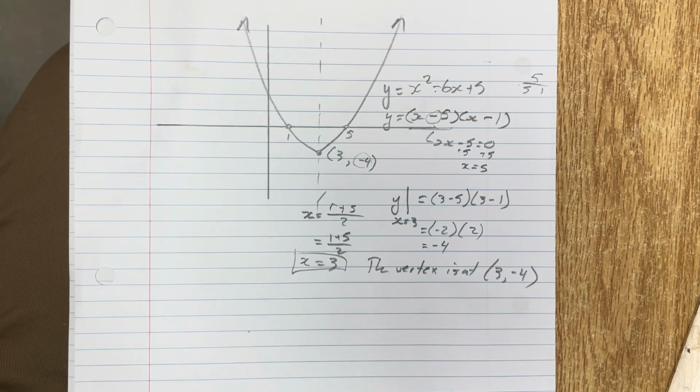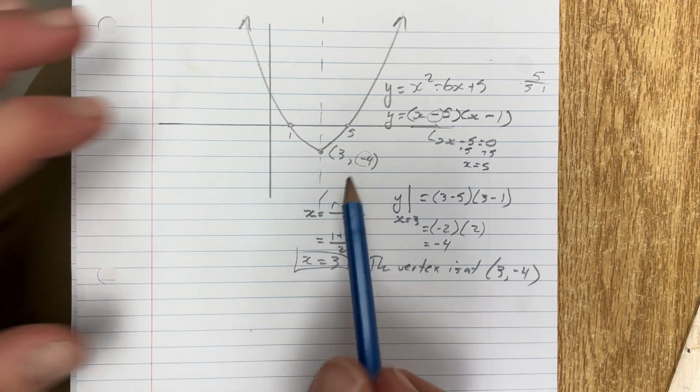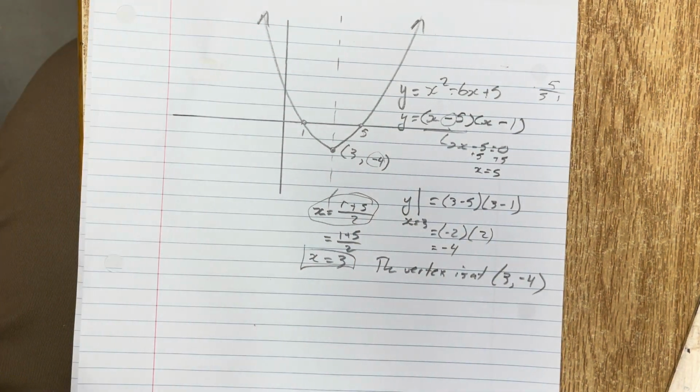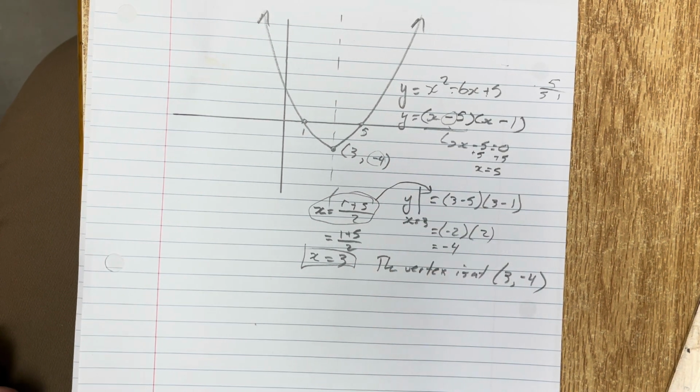That's how to find a vertex from standard form with factoring. So here we use symmetry. The key idea was this formula for the vertex's x-coordinate, and then substituting back in to find our value of y.